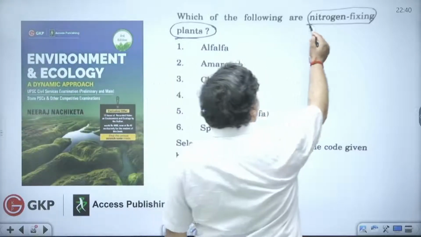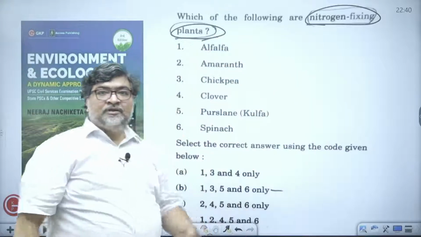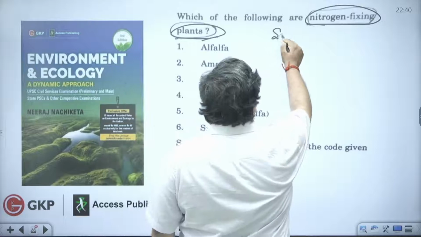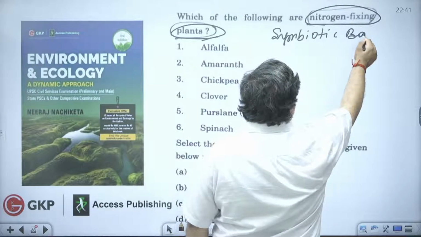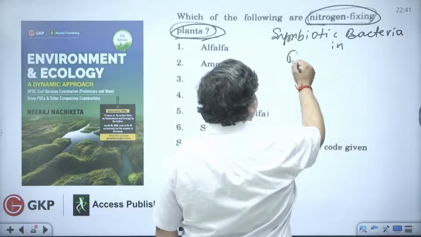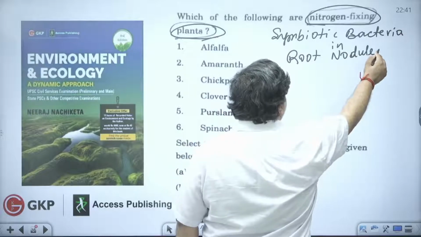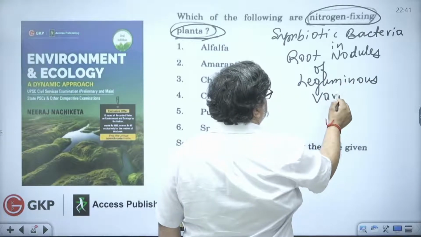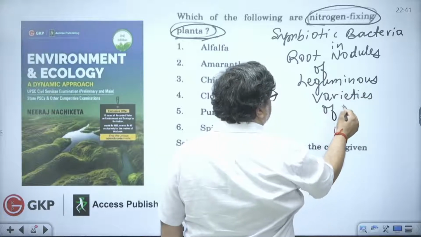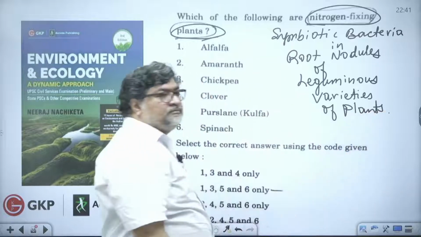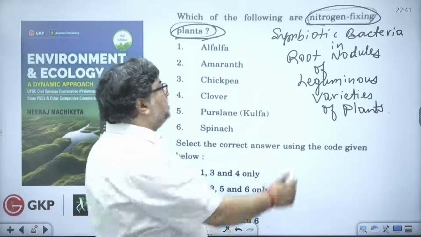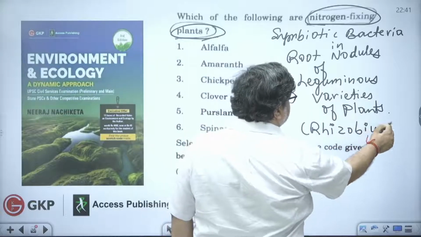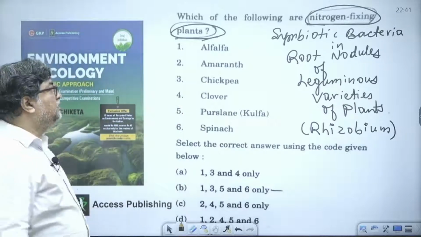Which of the above are nitrogen fixing plants? Nitrogen fixation. I have given it in the book, the nitrogen cycle, all the biogeochemical cycles. So there you know that symbiotic bacteria are found in the root nodules of leguminous varieties, which are able to fix nitrogen from the atmosphere, and then the plant gets the nitrogen. The rhizobium, there is one symbiotic bacteria called rhizobium, found in the leguminous varieties there. Nitrogen fixing bacteria. So alpha is correct.